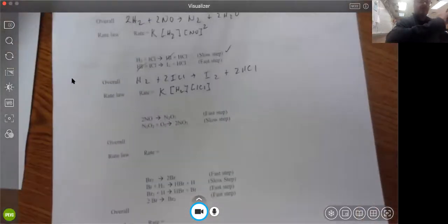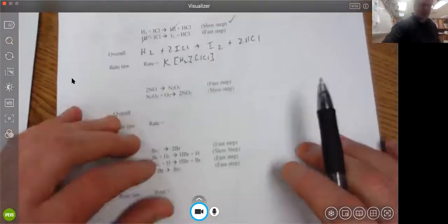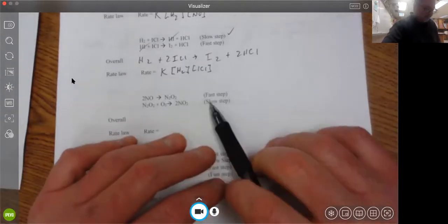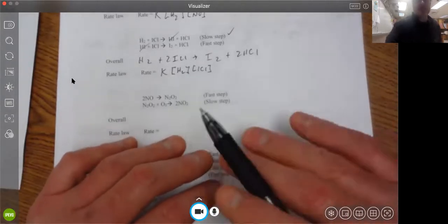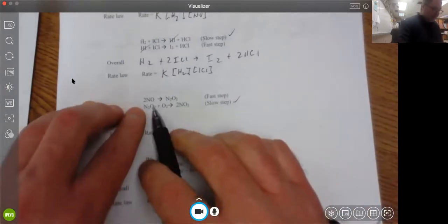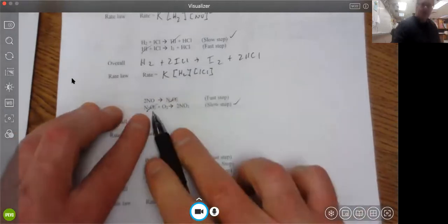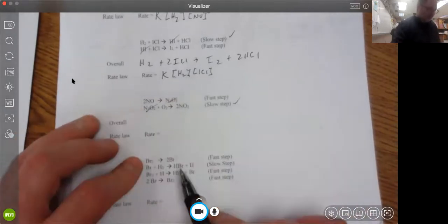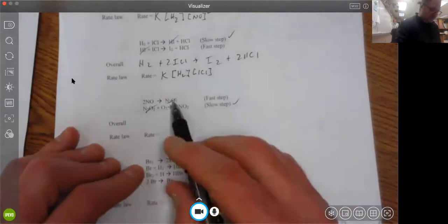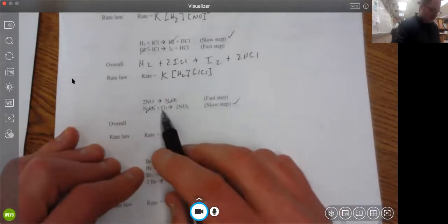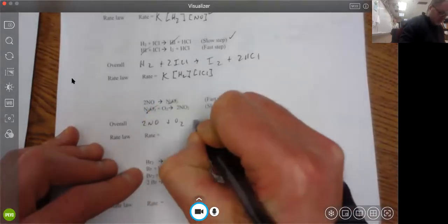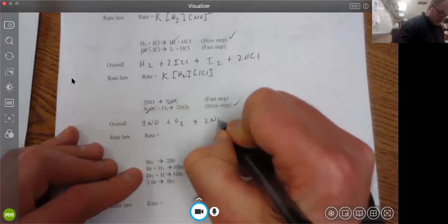Now you're saying, oh, wow, this is easy. It does have a little bit of trickery to it. If your slow step is the second one, that means that's the rate determining step. That means that an intermediate could be part of your rate law. That's a problem. Let's see how we fix that. We do the same thing. We cancel out the intermediates. We get 2NO plus O2 yields 2NO2.